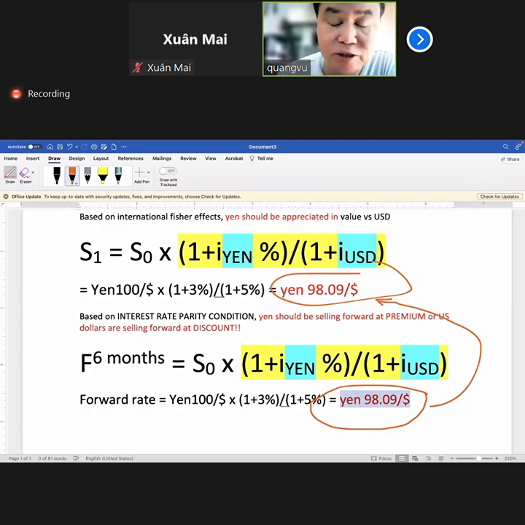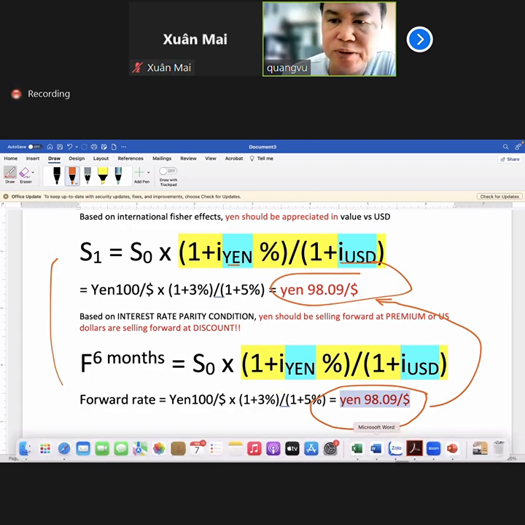Just on average, we should expect the future spot rate after 6 months to be expectedly the same as the forward rate determined today. So both are based on the same difference between the nominal rate in yen and the nominal rate in US dollar, the same formula. Okay, so that's it, you guys.